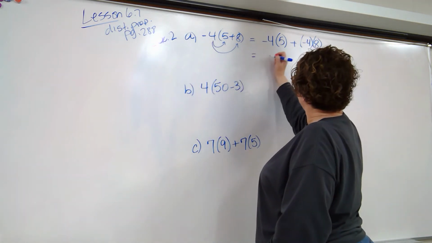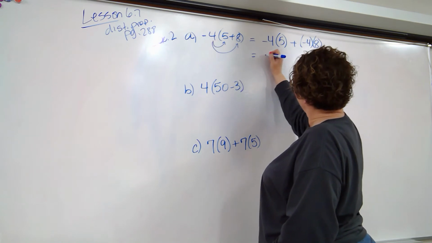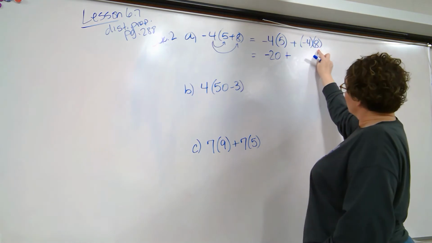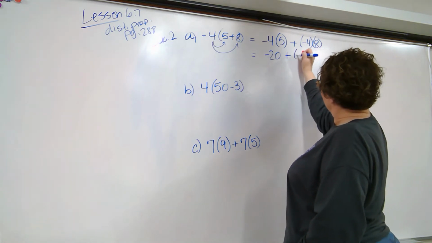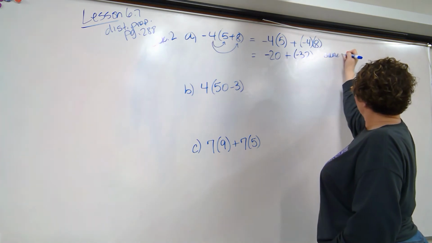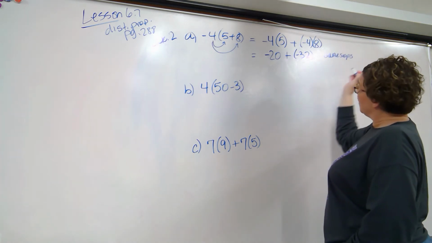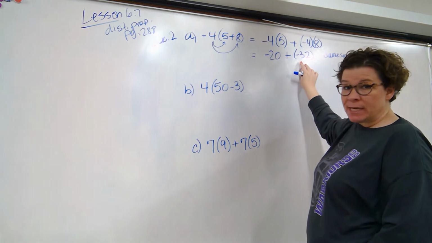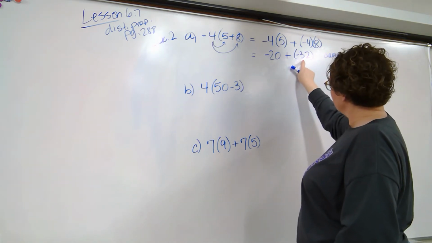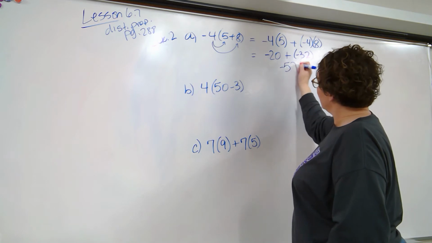Now I'm going to simplify this. -4 times 5 is -20. And -4 times 8 is -32. Remember, I've got the same signs here, so all I have to do is combine these two numbers and give them the common sign. -20 plus -32 is -52.